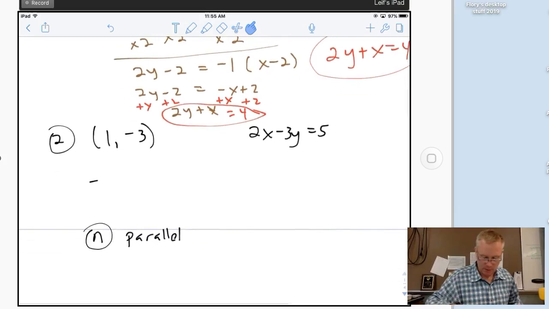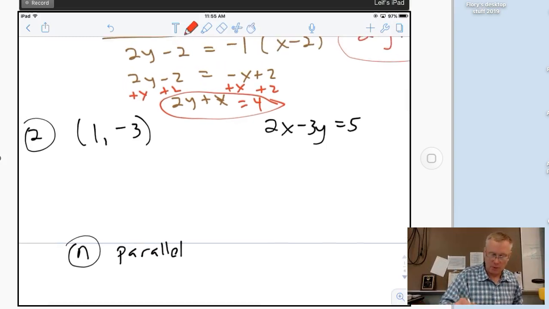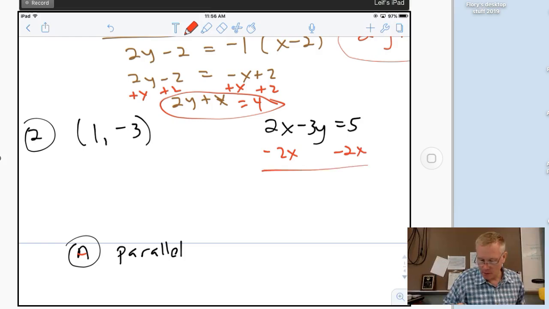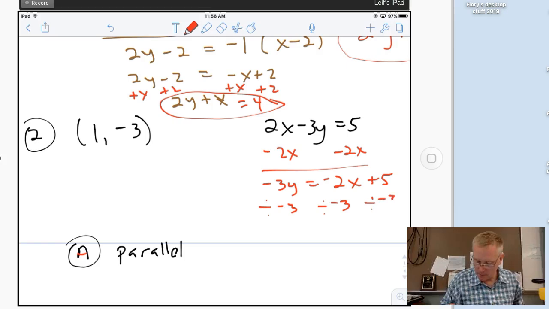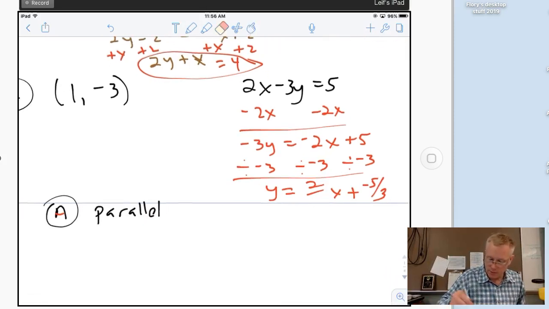Okay? So there's that. Next, same kind of problem. And this is the equation. They want to know parallel, perpendicular. In fact, I got a couple of these going. So if I manipulate this equation, if I subtract 2x from both sides, I get -3y equals -2x plus 5, or 5 plus 2x. Divide by -3. I get y equals 2/3 x plus -5/3. The y-intercept doesn't matter. What does matter is that slope, which is 2/3. So my slope is 2/3.